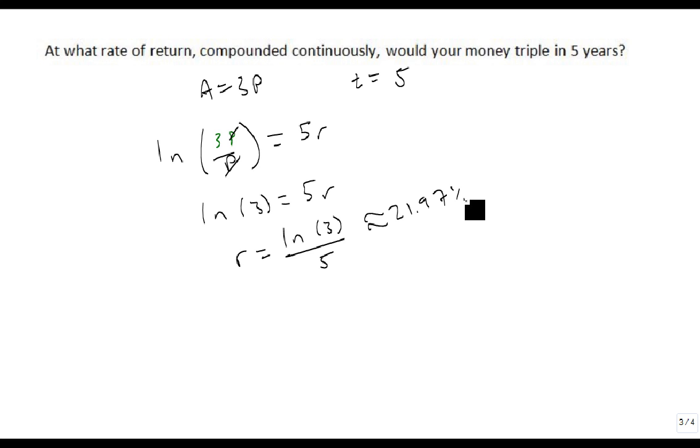And so that's how we do it. We use this smaller formula instead, and it makes things a lot easier.